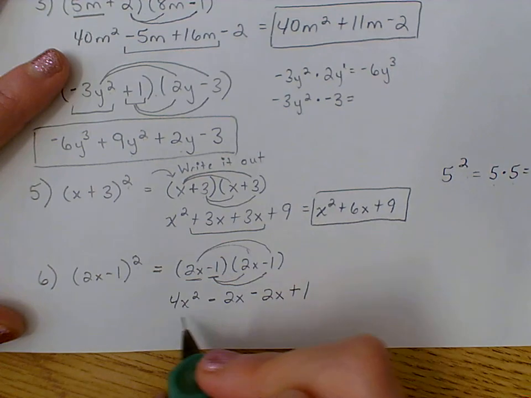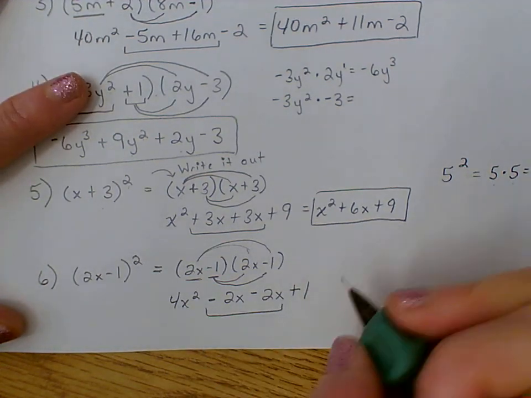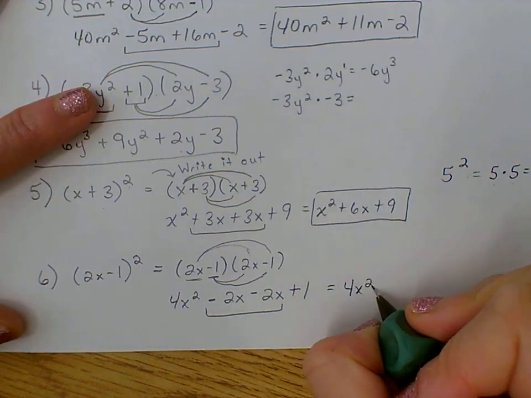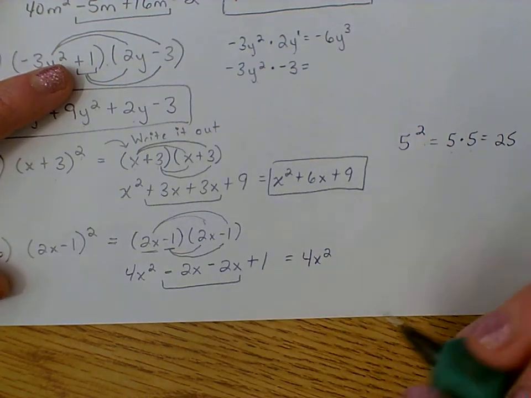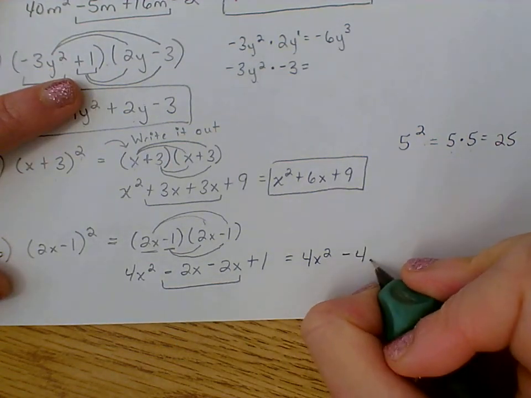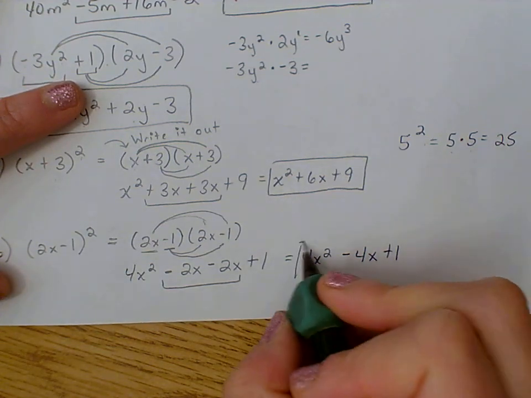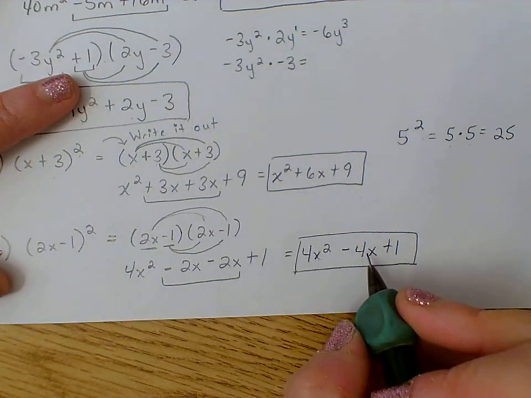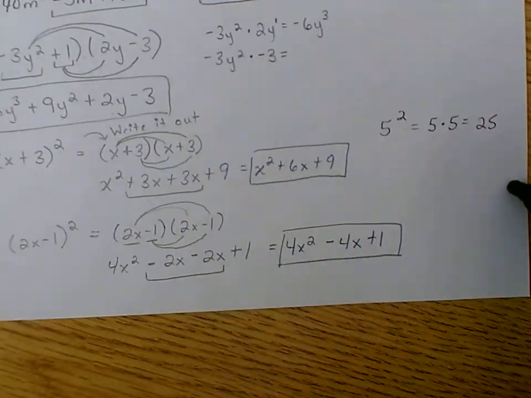And then, do I have any like terms? I do. Those two are like terms, so I'm going to combine them. And then everything else doesn't have a like term, so it's just going to come over. So my 4x squared will come over. And then -2x minus 2x would be minus 4x. And then my plus 1 comes over. And then nothing else is a like term. It's already going from highest degree to lowest degree, and so I'm done. That is how you multiply binomials.